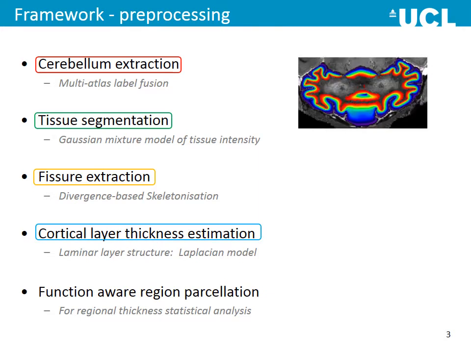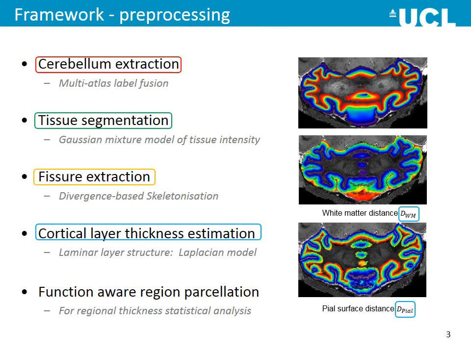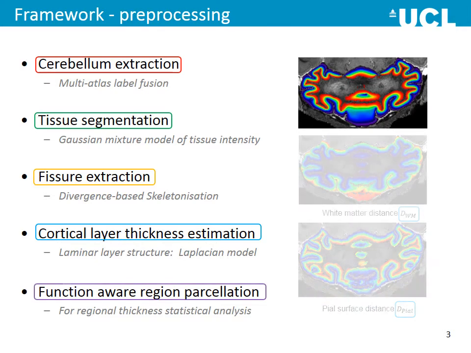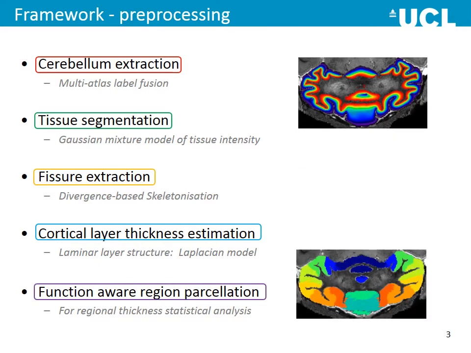We adopted a Laplacian-based cortical thickness estimation to get the distance mapped towards the inner cortical surface as well as towards the outer surface. We also parcellate the gray matter into function-aware subregions for regional thickness statistical analysis.